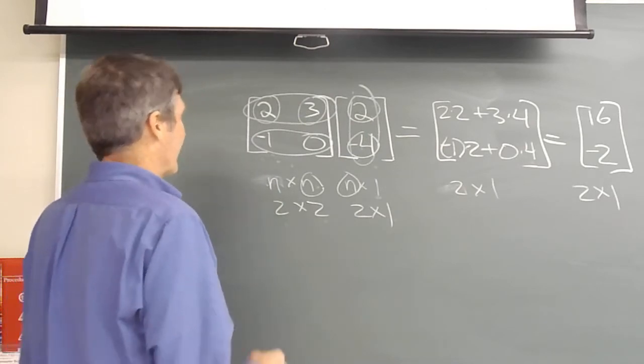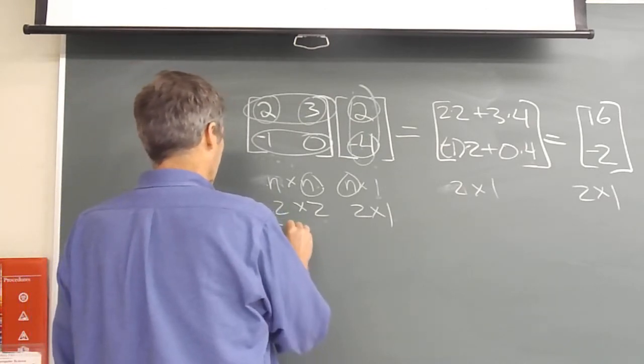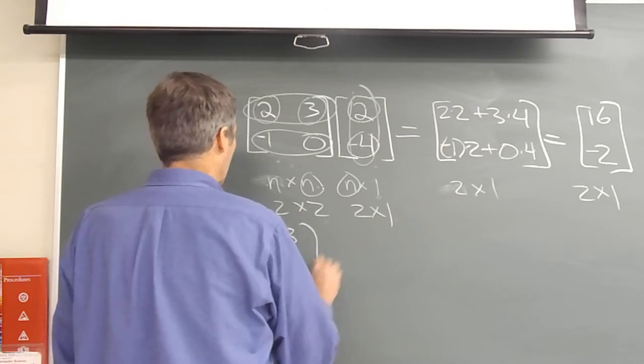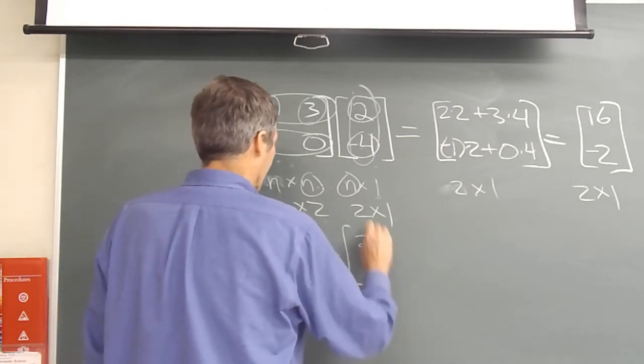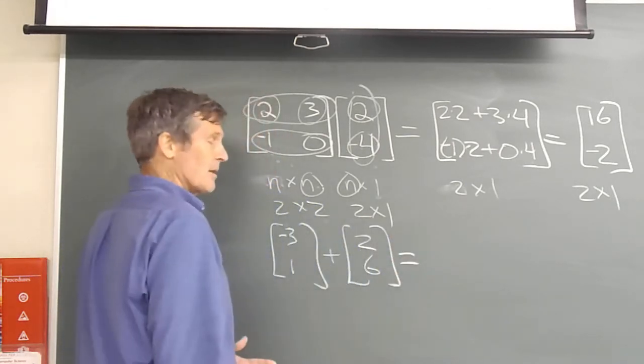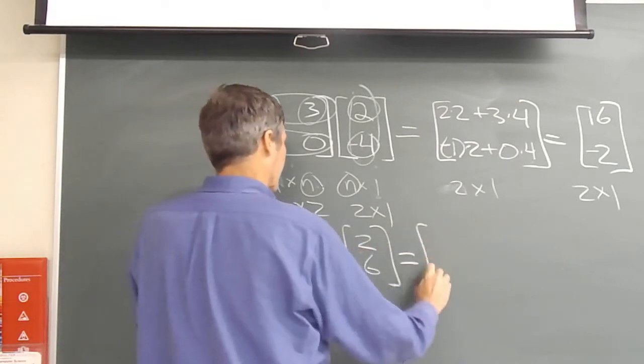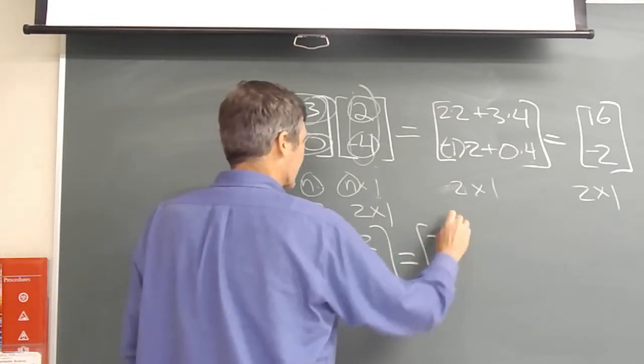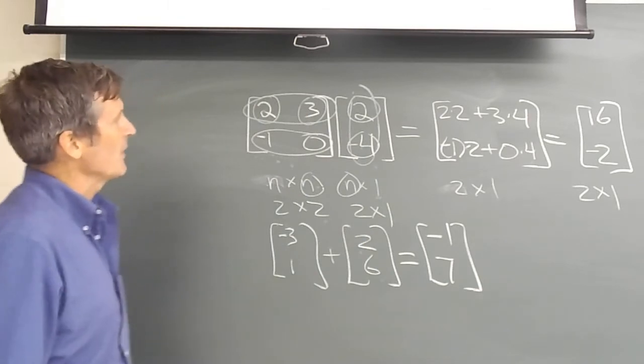And then we can add vectors in the same old way that we did in calculus, right? Minus 3, 1, plus 2, 6. Vectors are just added component by component. So we take minus 3 plus 2 is minus 1, and 1 plus 6 is 7. Easy, right? So this is all very easy.